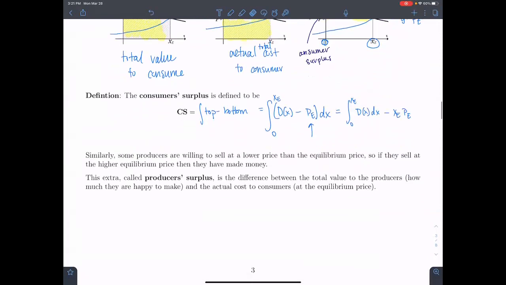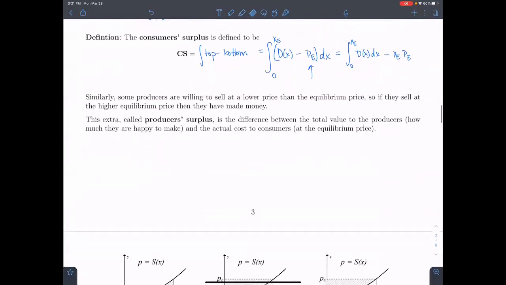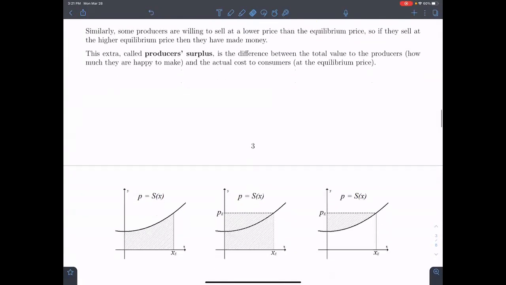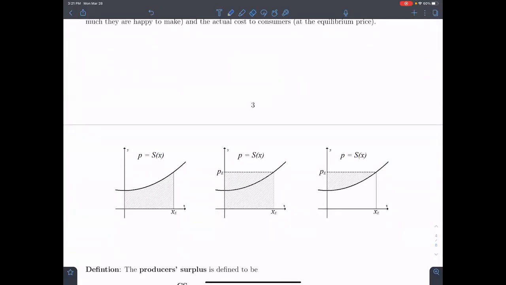In the same way, there are producers who are willing to sell at a lower price than the equilibrium price. So if they sell at a higher price, then they've made money. That's called producer surplus. So let's look at that similarly. So we have the supply curve, and then in each of these, the demand curve is coming in like this, say. Let's pretend all these look the same. So this is your demand curve over and over again.